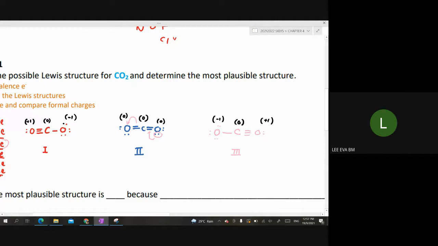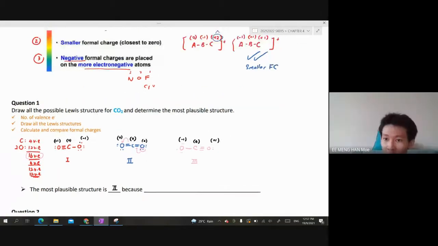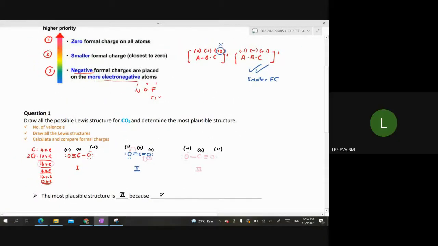So in this case, the most possible structure is the second structure. And what is the reason? Zero formal charge. Yes, there is a 0 formal charge on all atoms. Okay, our first priority. So comparing to the first and the third structures, structure number 2 has all 0 formal charge.